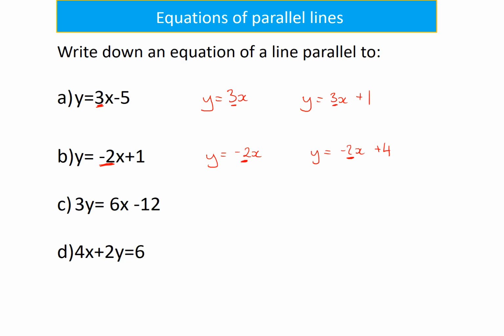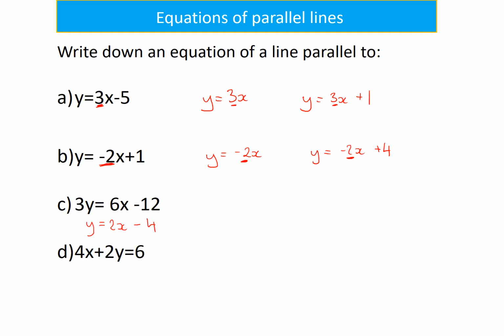The next question is a little bit trickier, because remember that for us to be able to identify the gradient from the equation, I need to have y equals mx plus c. Right now, I've got 3y. So first, I need to divide the whole equation by 3. When I divide 3y by 3, I'll get only 1y, and this is what we're trying to achieve. But you need to remember to divide the whole equation. So 6x divided by 3 will be 2x, and then negative 12 divided by 3 will be negative 4.